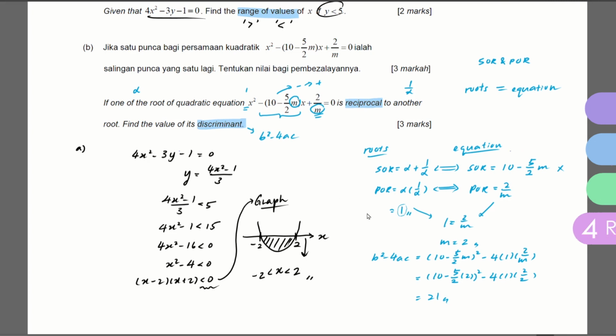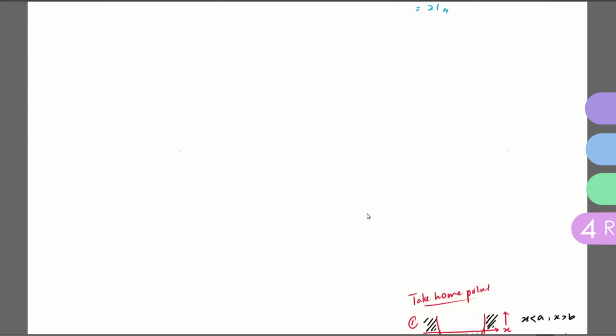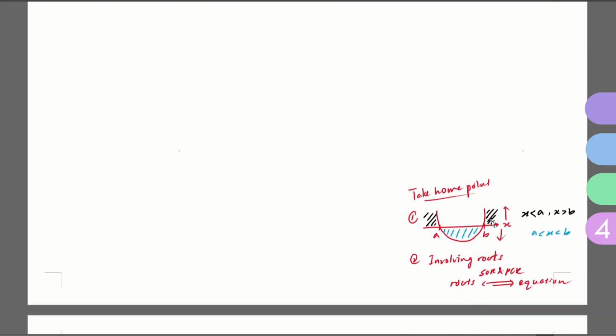So the take-home point for this video is, when it comes to solving quadratic inequalities, for more than, we need to look at the area above the x-axis. So answer would be x less than a, x more than b. If we're looking at less than, we will look at the area which is below the x-axis, which is here. So x will be between a and b.